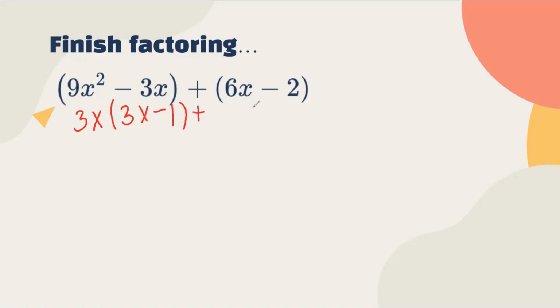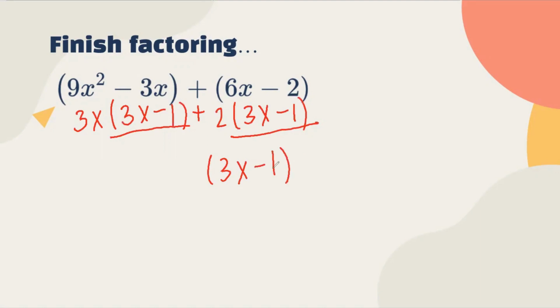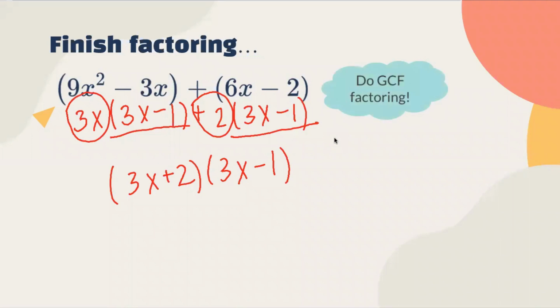And then as for 6x minus 2, the greatest common factor would be 2. And then if you factor out a 2, you would be left with 3x minus 1. And notice that the expression inside the parentheses is the same. So that's going to be one of the binomials for your final factored form. And then the other one is going to be made up of the two factors that you factored out, or your GCFs. So final factored form would be 3x plus 2 times 3x minus 1.